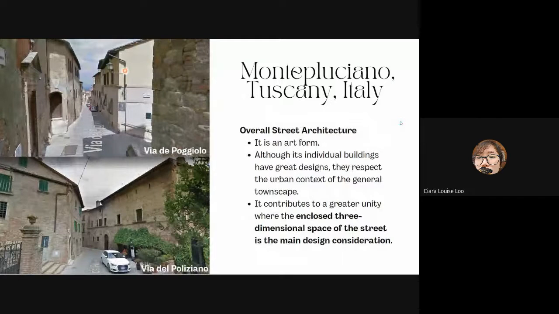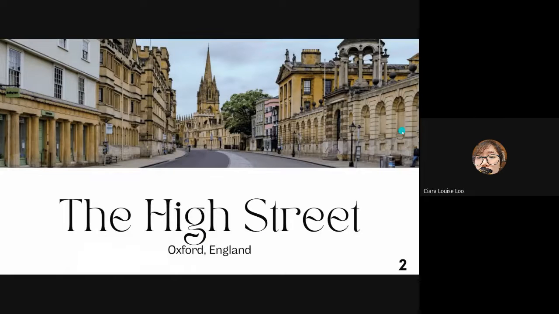So yes, to reiterate, Montepulciano is an art form, and even if the buildings have individual designs, they respect the urban context of the general townscape, and it contributes to a greater unity where the enclosed three-dimensional space of the street is the main design consideration. So next slide, please. Next example.